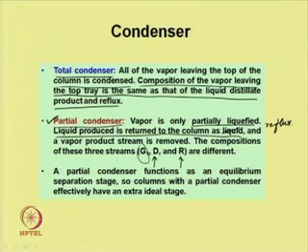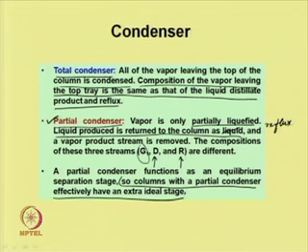A partial condenser functions as an equilibrium separation stage, because in the partial condenser the vapor and the condensed liquid come in contact in the reflux drum and reach equilibrium. So, columns with a partial condenser effectively have an extra ideal stage.